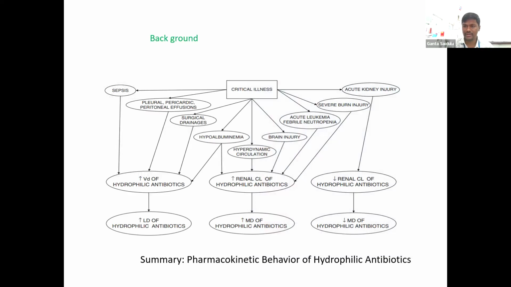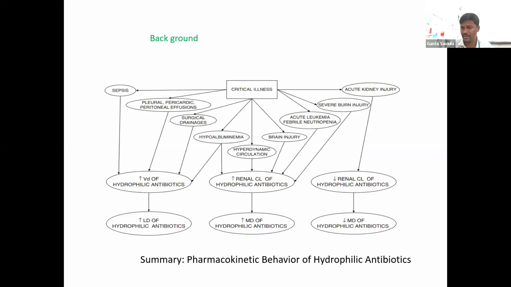And what is the background of loading dose? What are the reasons to give the loading dose? As part of ID, we are seeing more critically ill patients. Patients come with sepsis and septic shock. They present with acute kidney injury, and sometimes they are admitted with pleural effusion, LRTI. Sometimes they have malignant pleural effusions and pericardial effusions and sepsis AKI. Sometimes they have undergone major surgeries. They have surgical drains, continuous surgical drains, and hyperdynamic circulation.